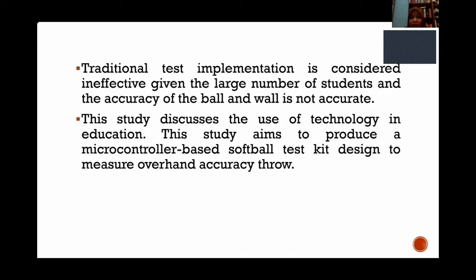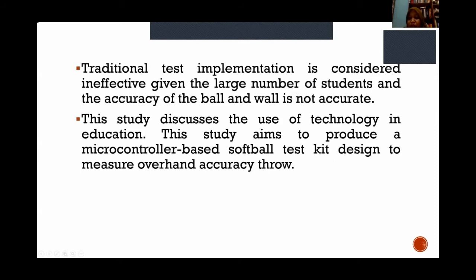Problem identification. First, error results. When coaches or teachers take a measurement of overhand accuracy, they get many error results because they use a manual test. Second, the time used is really wasted because we can get results immediately, and we must take advantage of advanced technology in learning activity. Because of that, we need to develop tools that can help measure softball overhand throw.